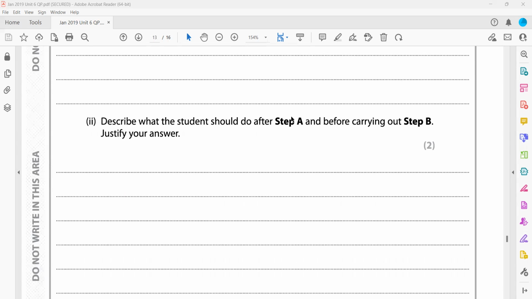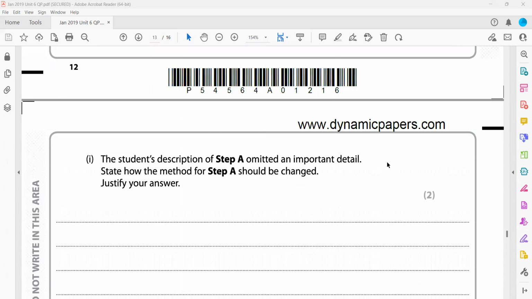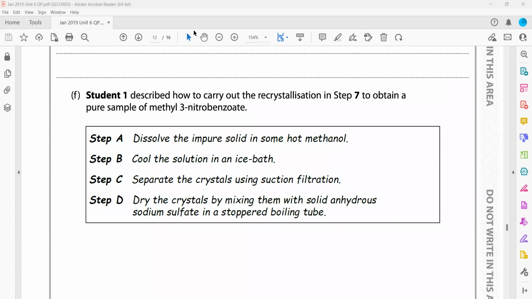Then describe what the student should do after step A and before carrying out step B. So what should be done between step A and step B? As I mentioned, we should filter it to remove any insoluble impurities. Like I mentioned in the beginning, say we have crystals.